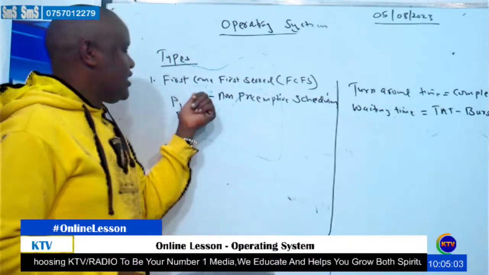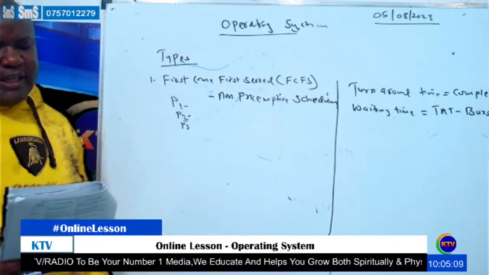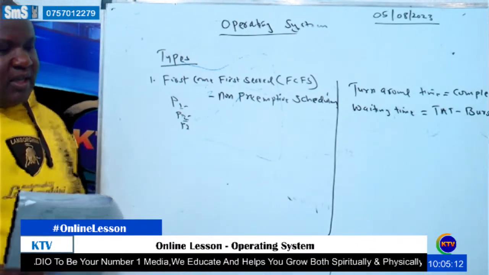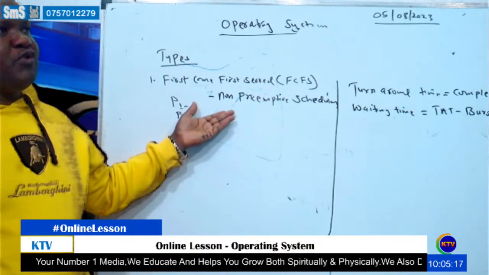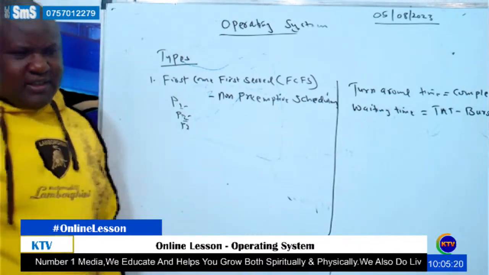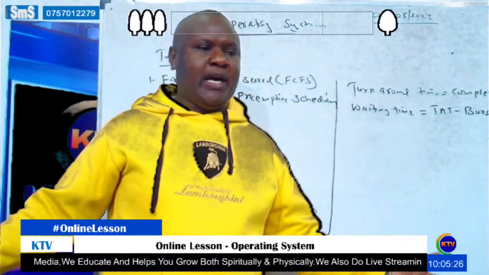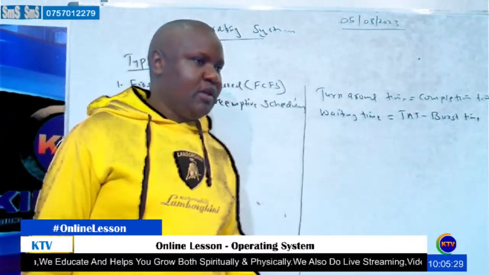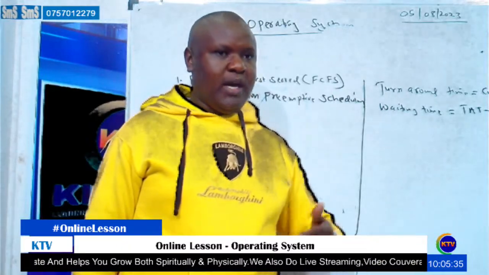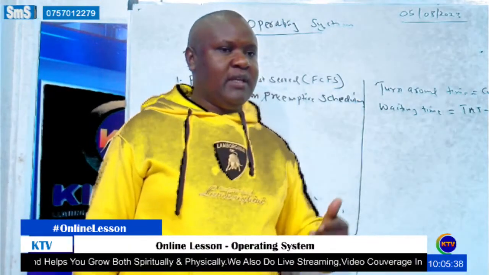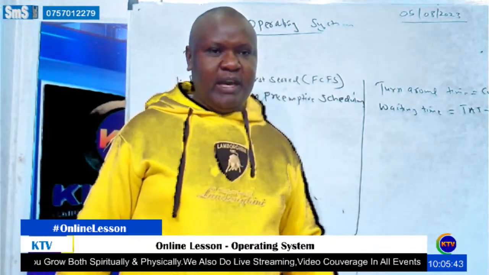But there are also disadvantages with this type of algorithm. It does not consider the priority or burst time of the process. Here there is no priority. Let's assume you have an event, like an event at the stadium, and a number of people are invited. The governors are coming in, the cabinet secretaries are coming, and there are other ordinary people coming in with their vehicles.